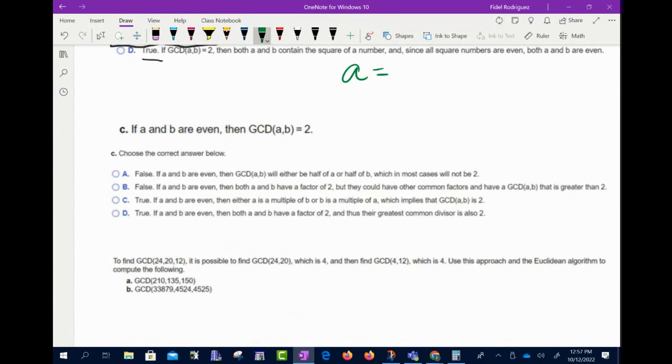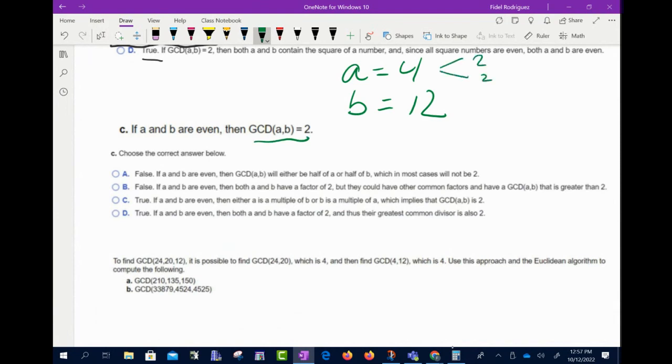If A and B are even, let me pick some bigger numbers that are even. Suppose I pick A to be the number 4, and I pick B to be the number 12, okay? So both of these numbers are even, right? They're both even because I can divide them both by 2. But is the greatest common divisor equal to 2?